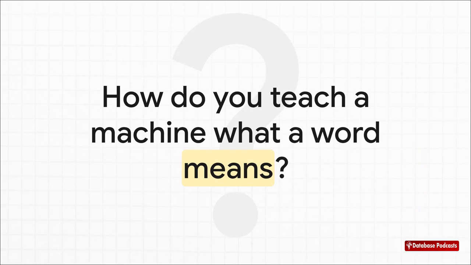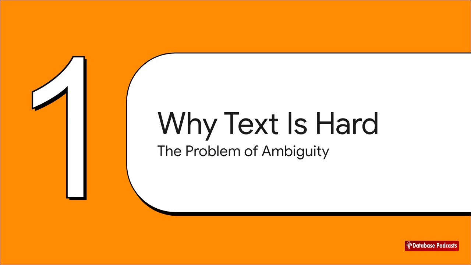So let's start with the big question, the one that kicks this all off. How do you actually teach a machine what a word means? You know, it's easy for us, but for a computer, how do you get it to understand that the word king isn't just four letters, but a whole concept of royalty, power, and how it relates to the word queen? So why is language so tricky for computers?